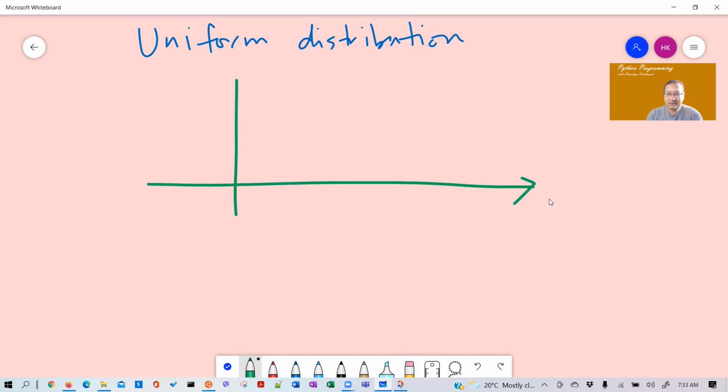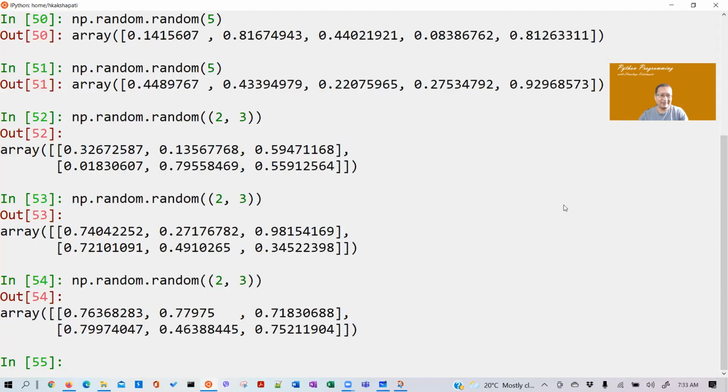Let's say it's x. X is a random variable, given to me. The probability for the random variable to occur is plotted on the y axis. These numbers are coming from the range 0 to 1, including 0 and 1, inclusive.